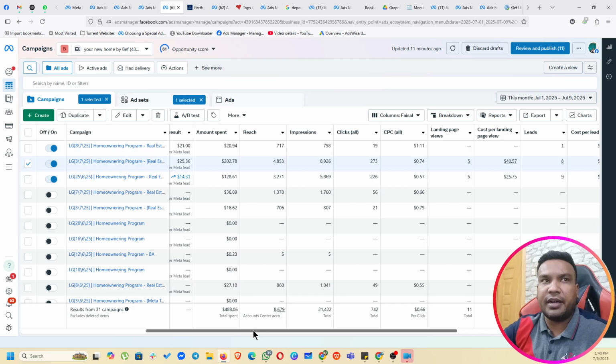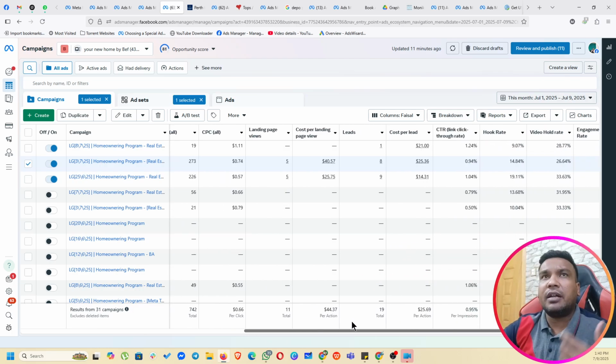We spent $488 because we were running these campaigns for a longer period of time. But I am comparing this data for the same time period when we started the TikTok campaign. So we have got 19 leads, but here you can see the cost per lead is almost double on Facebook. And this is not the case all the time.